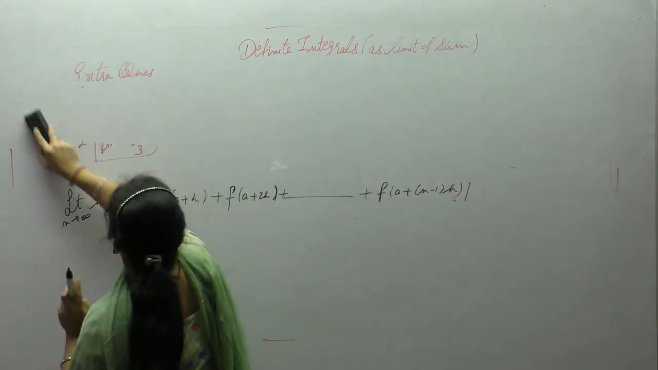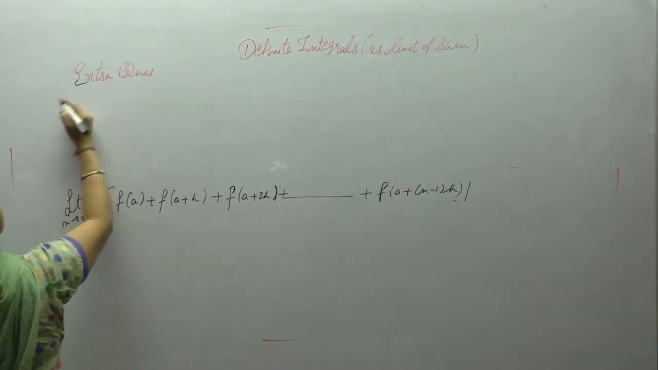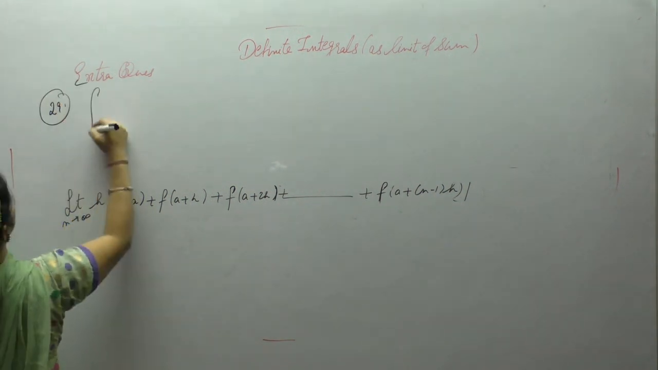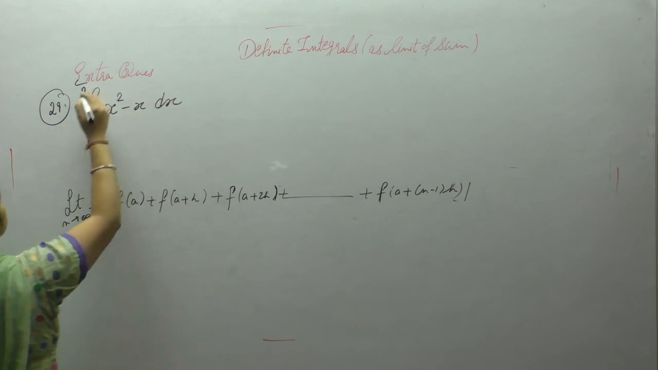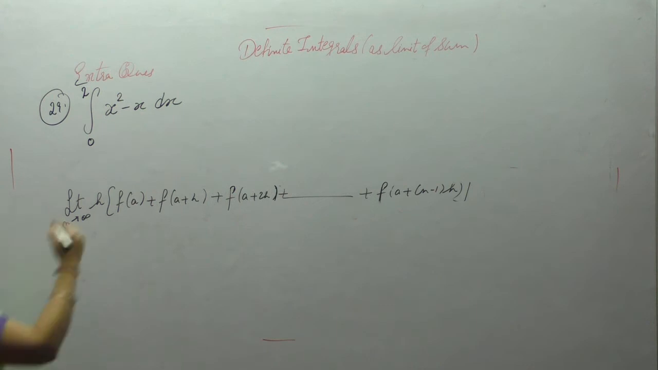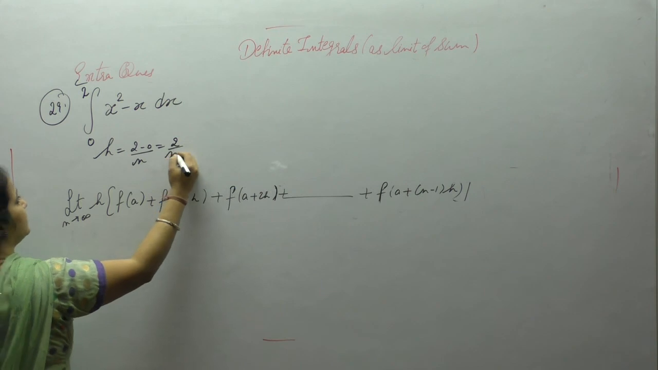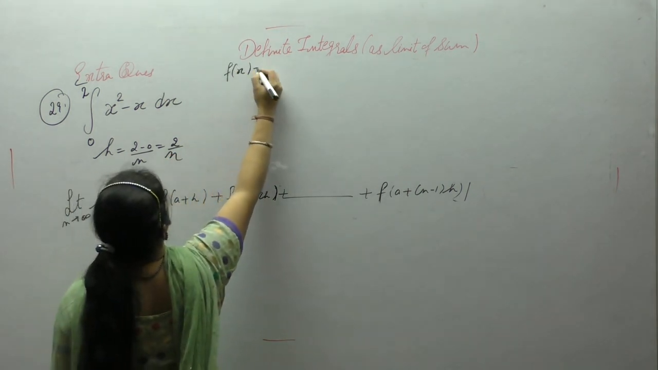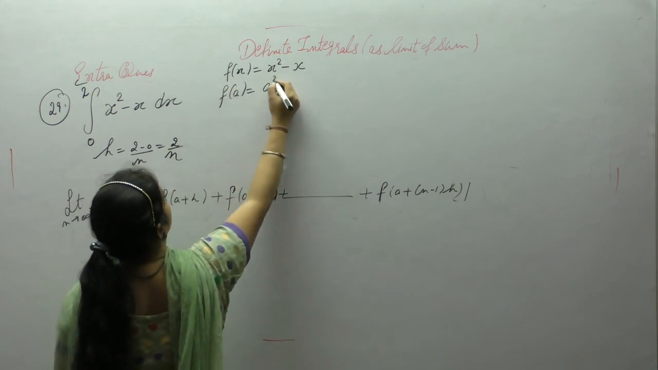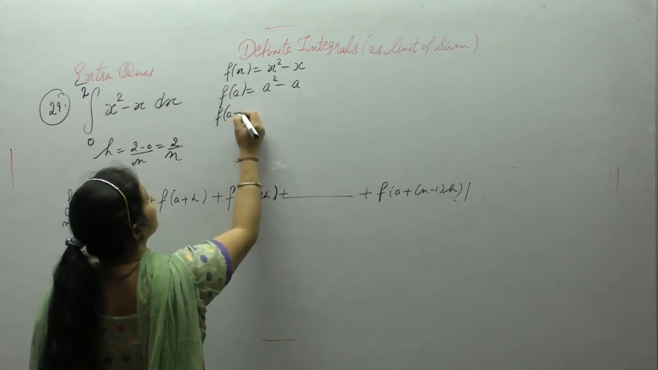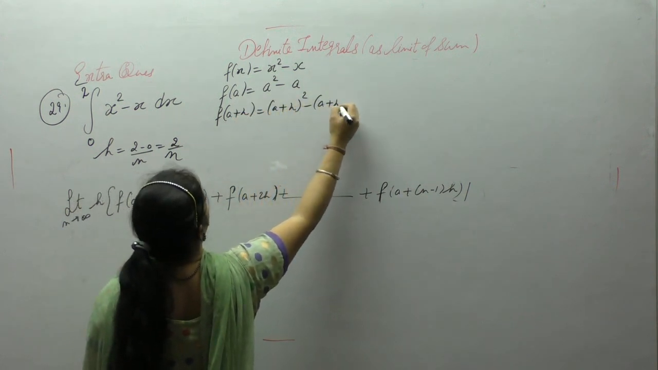Now the next one is integral of x square minus x dx, limit goes from 0 to 2. h is upper limit minus lower limit by n. f of x is x square minus x, f of a. Now f of a plus h is (a plus h) whole square minus (a plus h).